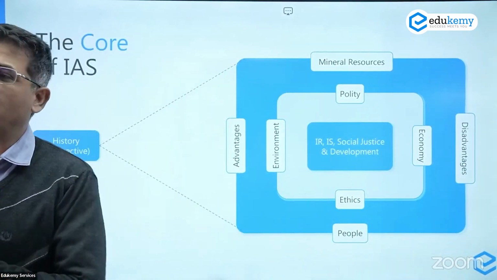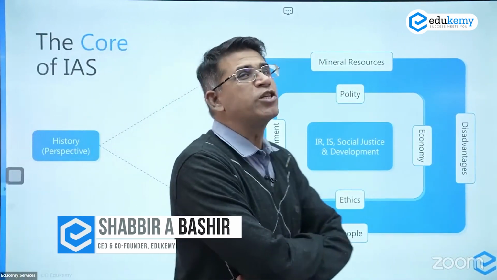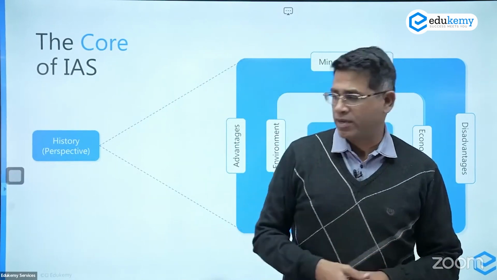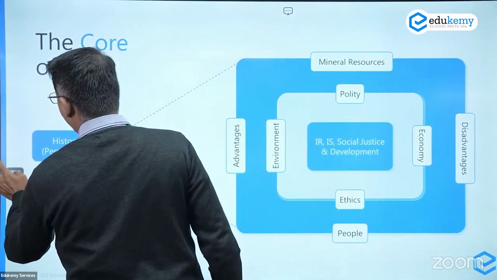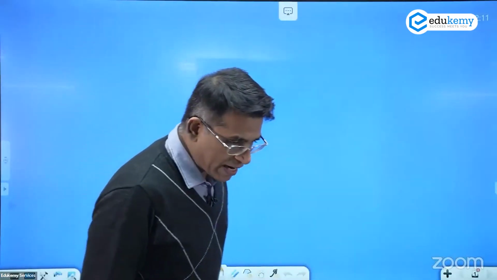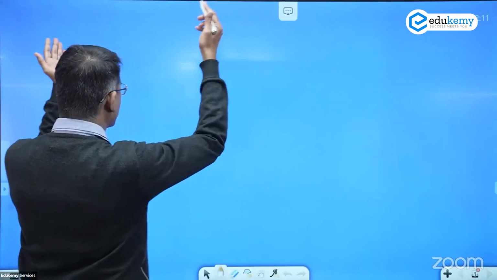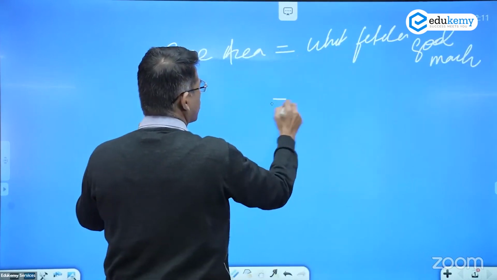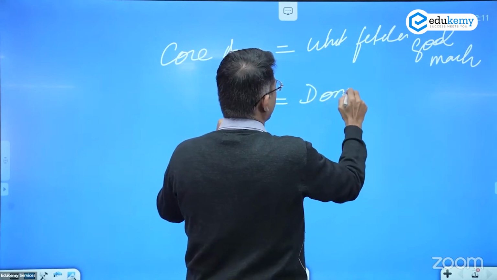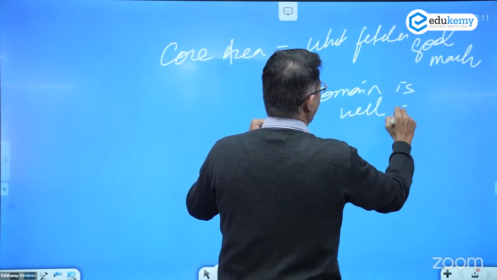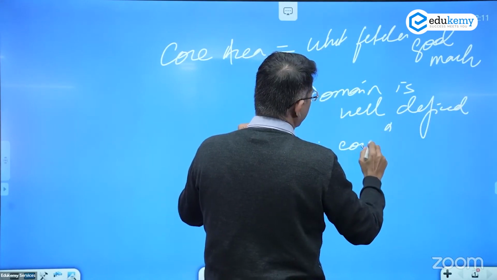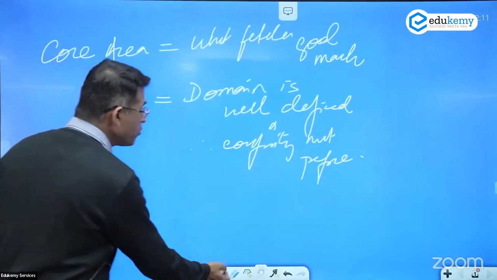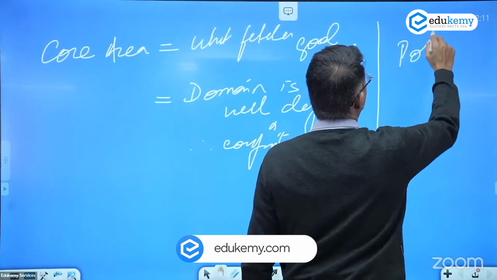I asked a question a couple of workshops ago, which is: what is the core area of GS? याद है आपको? Some of you were there, others were not there. Ask some people, what do you think is the core area of GS? When I say core area, one assumption is core area as in what fetches good marks. Core area, some thought, is where the domain is well defined and therefore comparatively easier to prepare. Based on this, many of you had voted that you think polity is a core area.